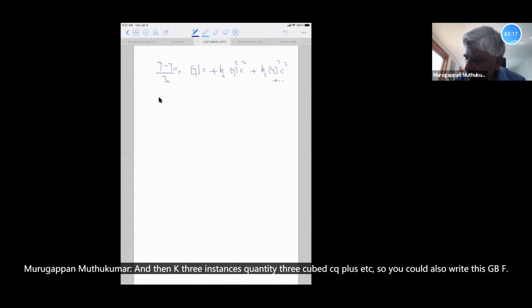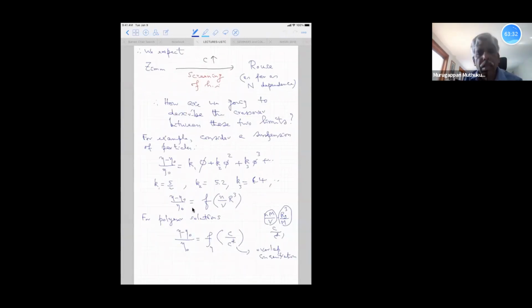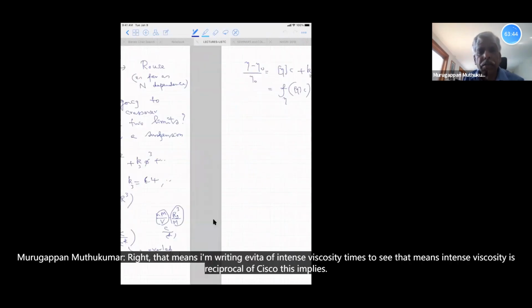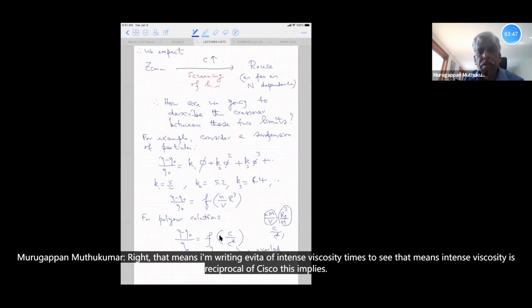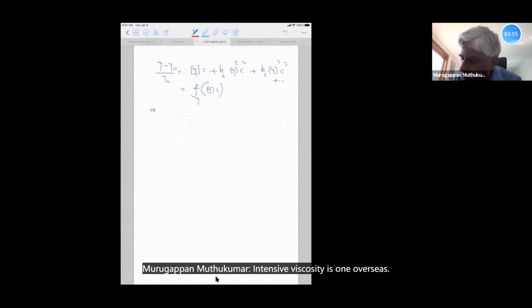So you could also write this to be some function of intrinsic viscosity times C, where you absorb all the K1, K2, K3, etc. into this function. This is the same as what I have written here, C by C star. That means 1 over C star is like intrinsic viscosity. This form is same as this form. I'm writing a function of intrinsic viscosity times C. That means intrinsic viscosity is the reciprocal of C star. This implies intrinsic viscosity is 1 over C star.